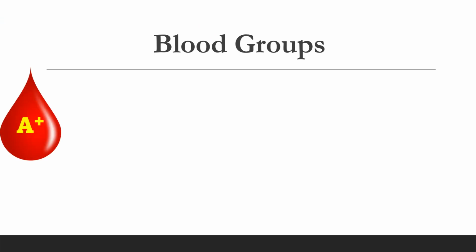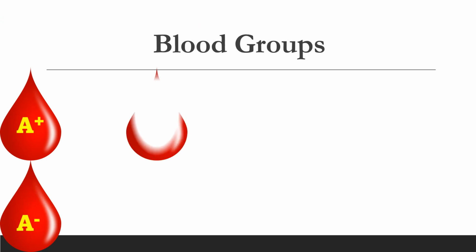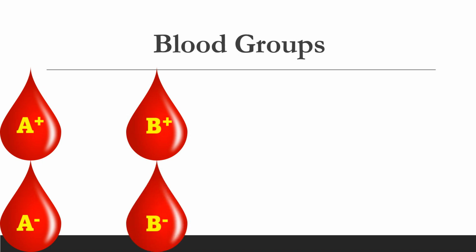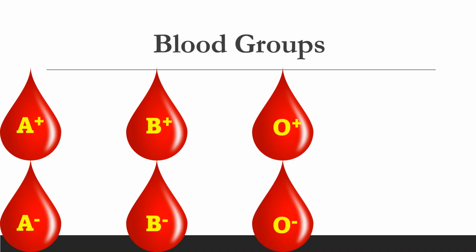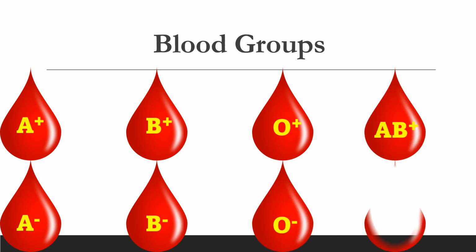These are A, B, AB, and O. Normally, our blood groups are determined by the genes that we inherited from our parents. Each group can be either Rh positive or Rh negative. So we have a total of four groups, A, B, O, and AB. It may be Rh positive or Rh negative, so overall we have eight different blood groups.